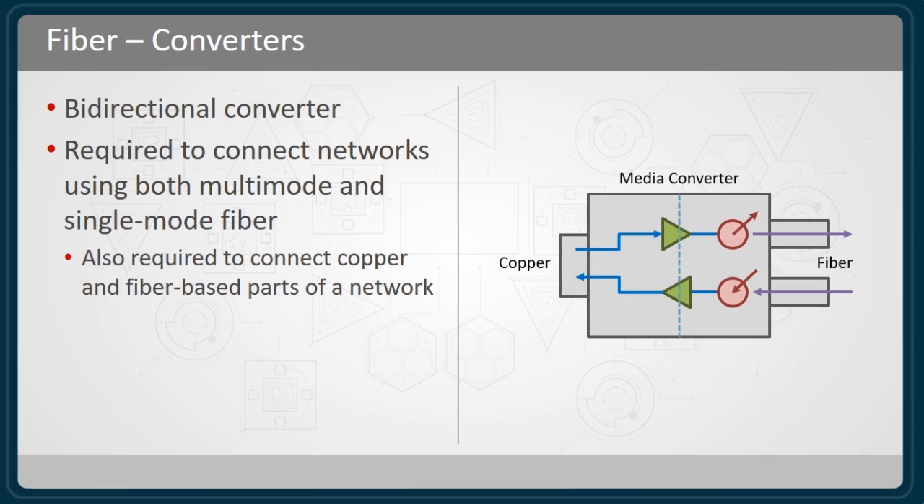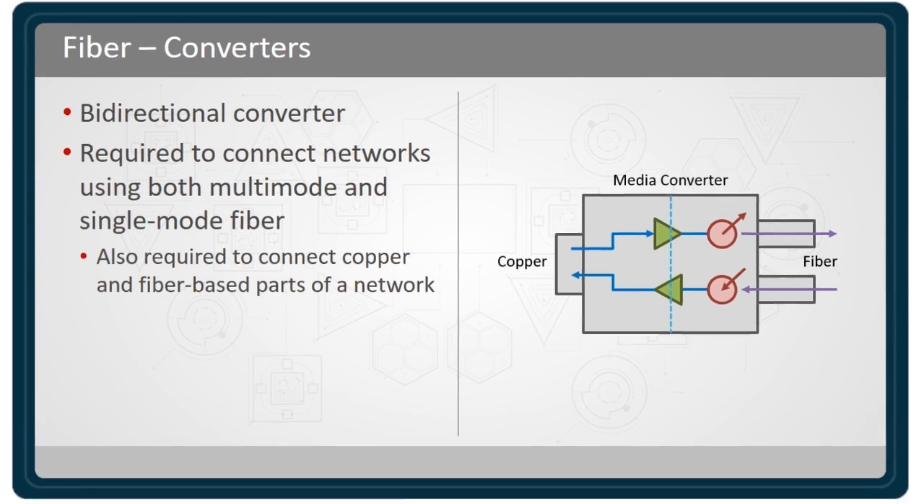And finally, converters are used when you have a mix of environments. You can have a bidirectional converter, which is required to connect networks using both multi-mode and single mode. So if you are using the single mode over the larger distances, then the multi-mode over the smaller, you need some point where it converts. These are also used when you are trying to connect a portion of the network using copper to a portion using fiber. So it is quite simply an adapter, but accommodates those different modes and or different physical media types.